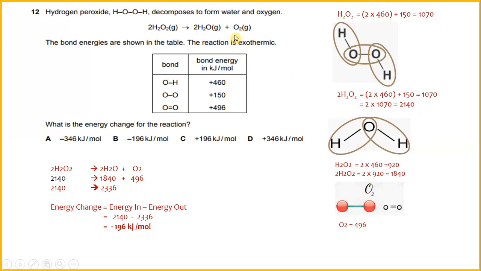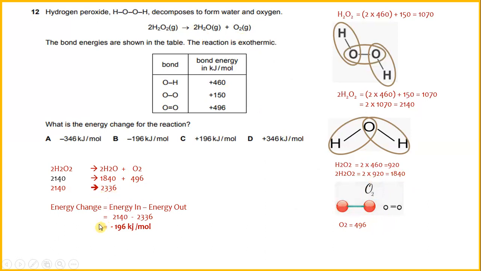And then you have to plus another oxygen 2. Oxygen 2, if you can see, this is a double bond. So double bond get the value of 496. Okay, you have the energy in, which is 2140, and then you have the value of energy out, which is 1840 plus 496, you get the value of 2336.